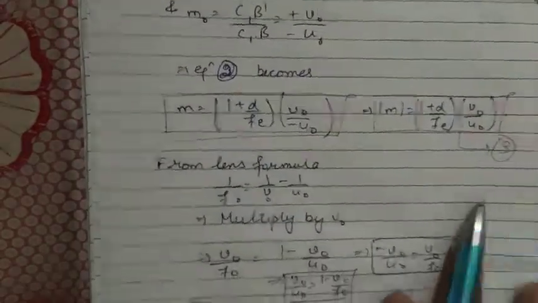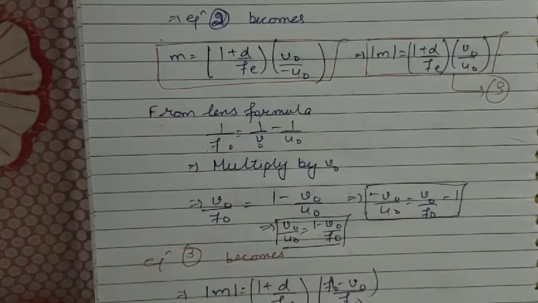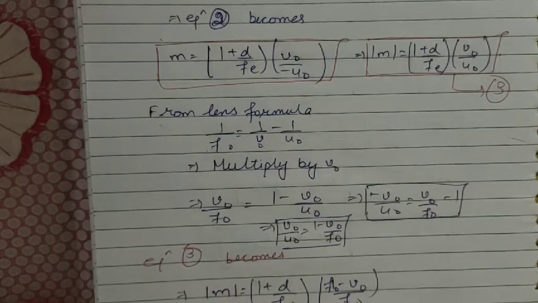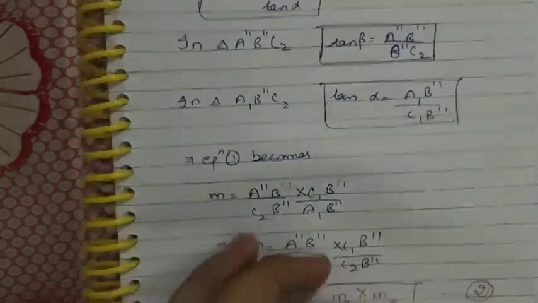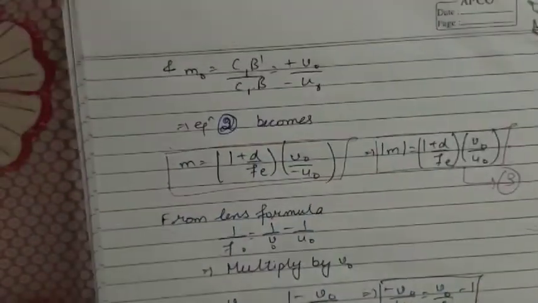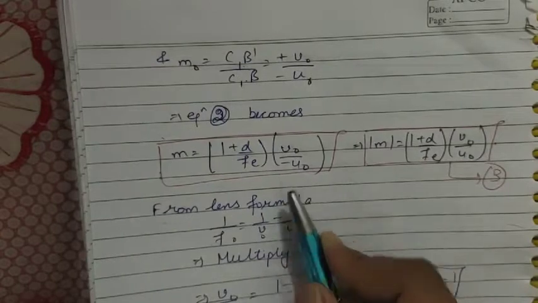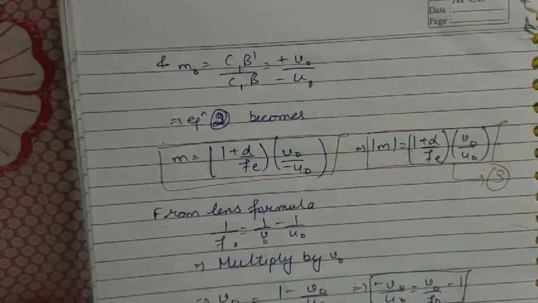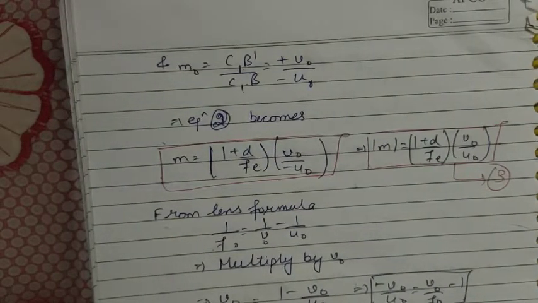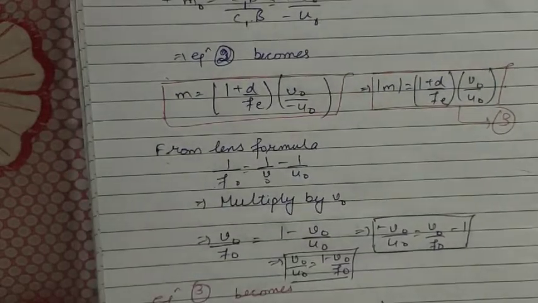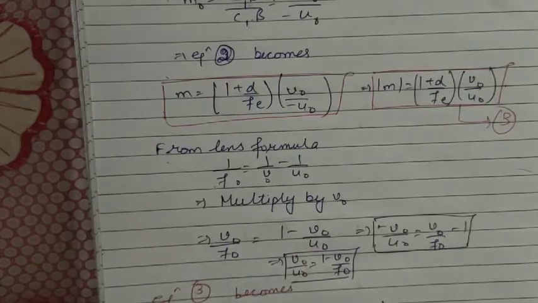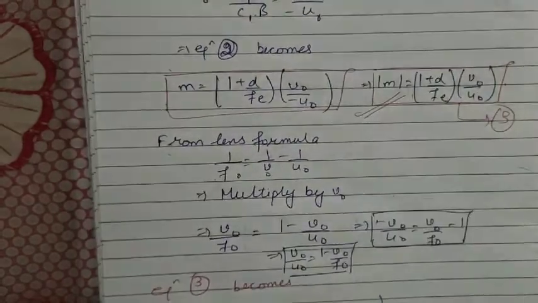So we can write it as plus V naught divided by U naught. U naught, it is not U_O. Objective lens focal length. Then equation second becomes, this is the equation second. M is equal to M into M naught. Then equation second becomes 1 plus d divided by F into V naught divided by minus of U naught. We can also write magnitude of M is equal to 1 plus d divided by F into V naught divided by U naught. It is the magnification.